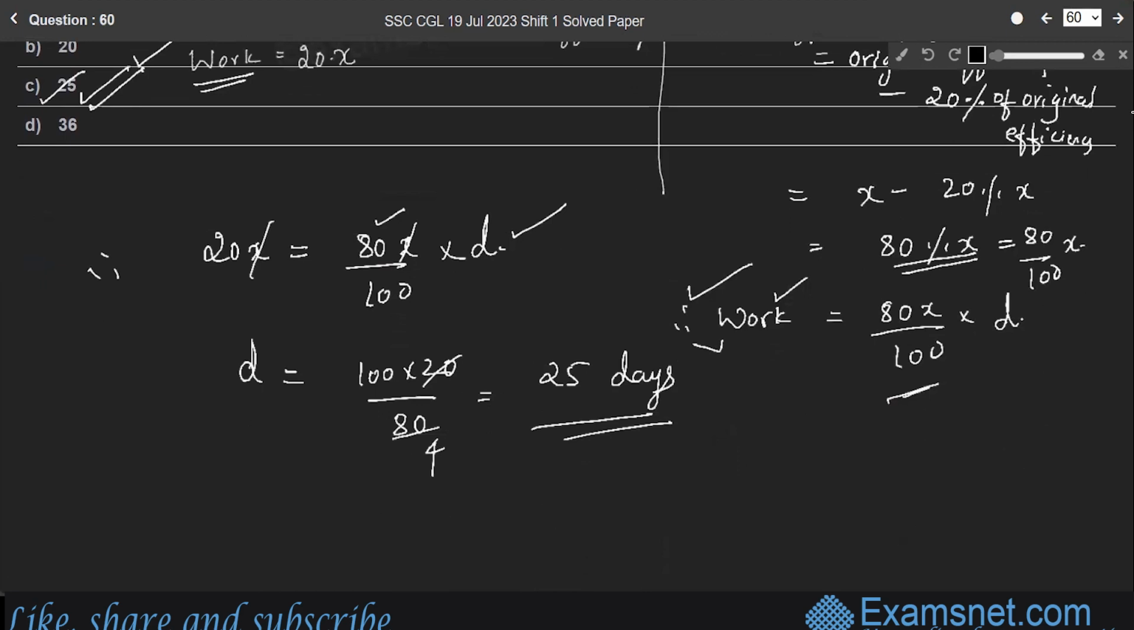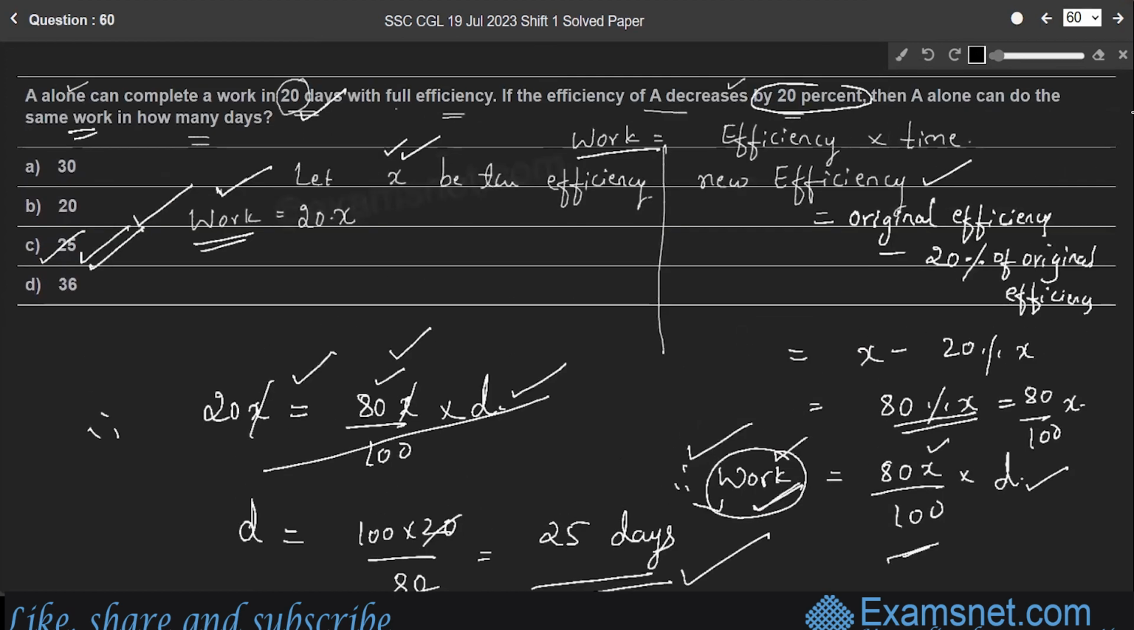Because he is going to do the same amount of work, work is equal to his new efficiency into number of days. Therefore, we can equate the amount of work done by him in two different cases. 20X is equal to 80X by 100 into D. Therefore, D is equal to 25 days, right? So it's a simple logic. With more efficiency, he takes less number of days, which is 20 days. With less efficiency, he takes 25 days, because he is less efficient in the other case. Therefore, option C is the right answer.